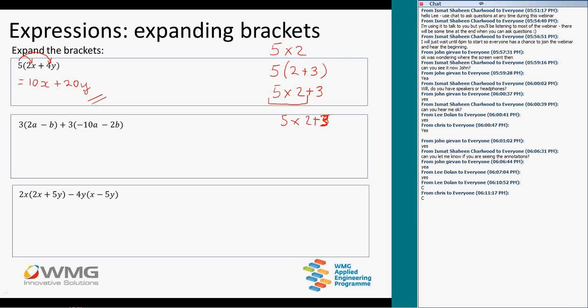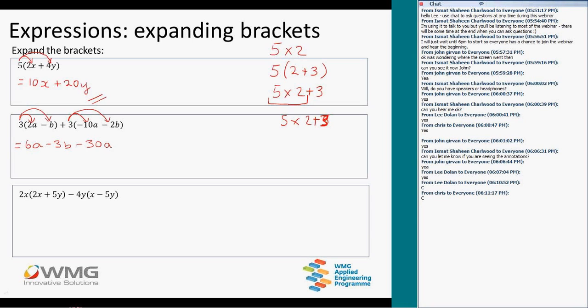I've got a term which is 3, multiplying with both the terms inside the bracket. And another term outside the next bracket, which then has to multiply with both terms inside the bracket. So 3 times 2a is 6a. 3 times minus b is minus 3b. Minus 5 times 6a is minus 30a. And minus 5 times 2b is minus 6b.